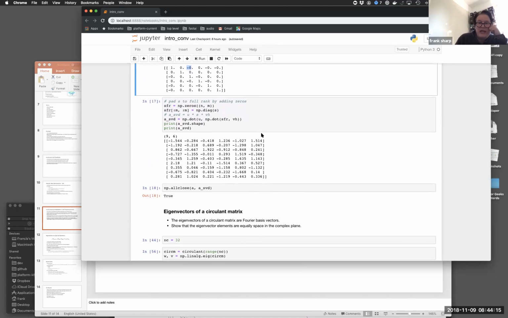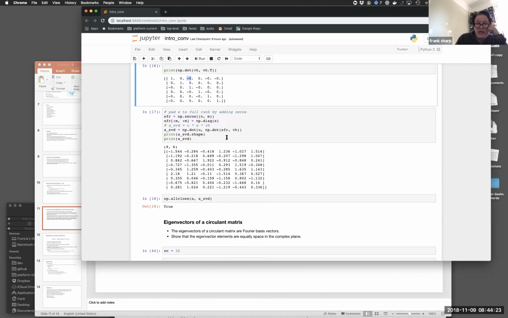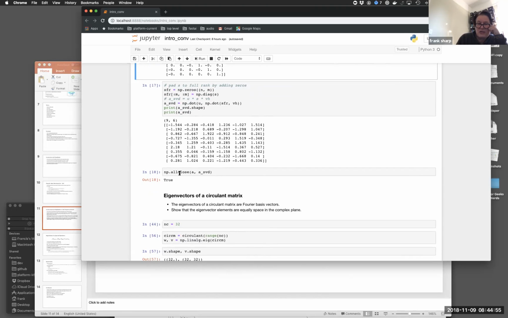So just very quickly, we can show that if we multiply these things together, we get back what we started with. So what I have to do is take the S, which is diagonal, and embed it in an M by N matrix. So now it's the rank that I talked about in the slide before. Now we can do the U and S full rank VH. We look at the shape, it's 9 by 6 for the output, and we print it out. And now we use this to compare it.